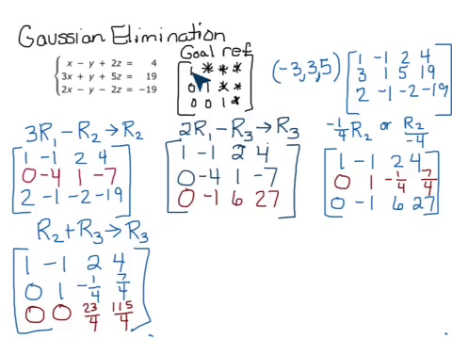So checking out our goal, 1 on the first row, we still have that. 0, 1 on the second row, we still have that. 0, 0, we have those, but now we need a 1 here. So what we're going to do is to multiply that row by the reciprocal. So we're going to do 4/23 times row 3.